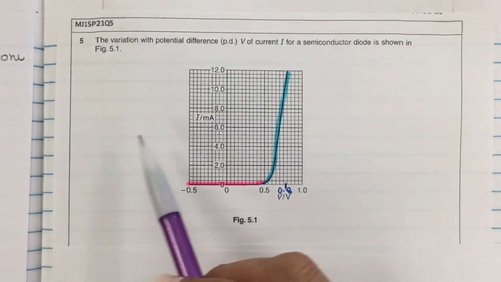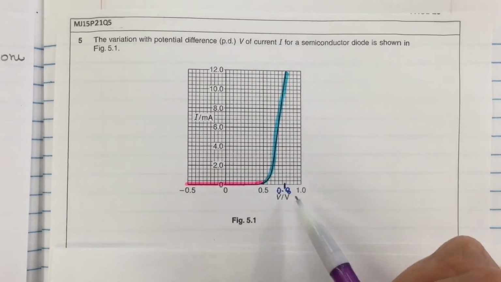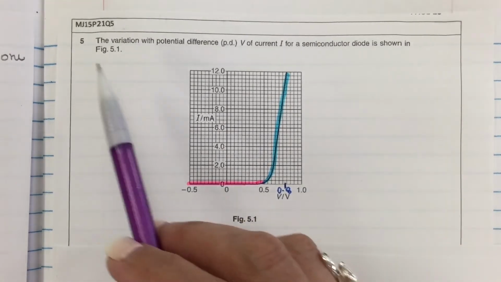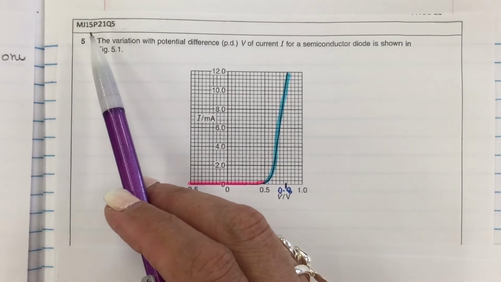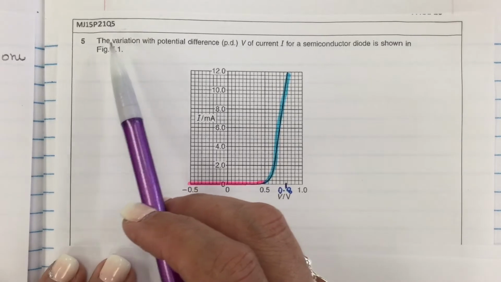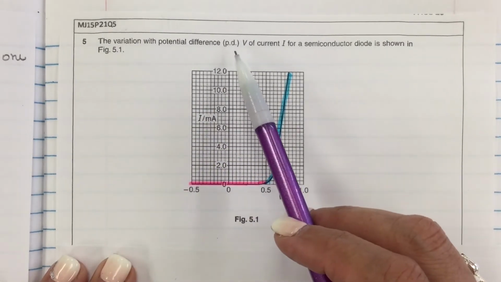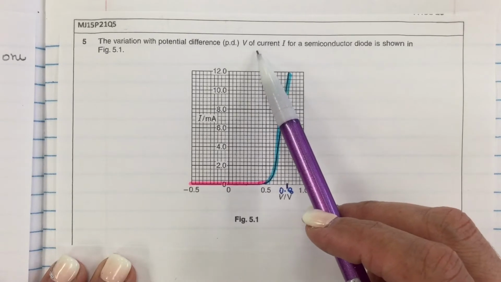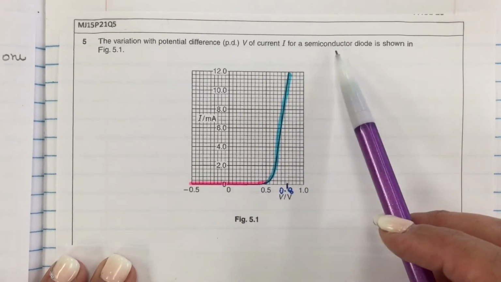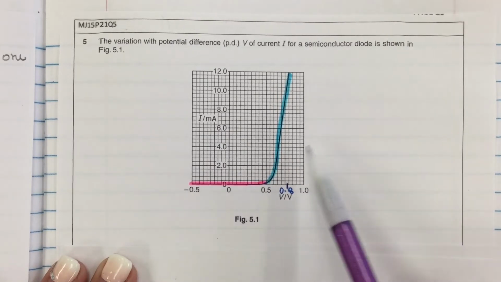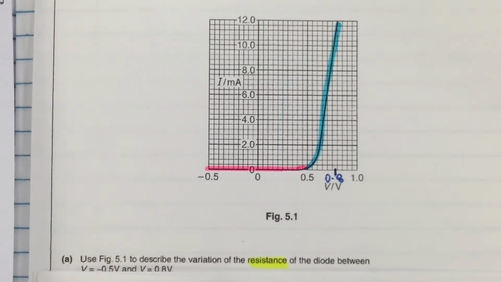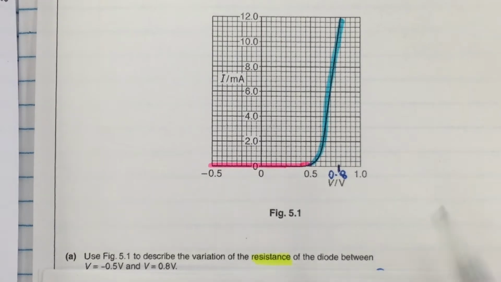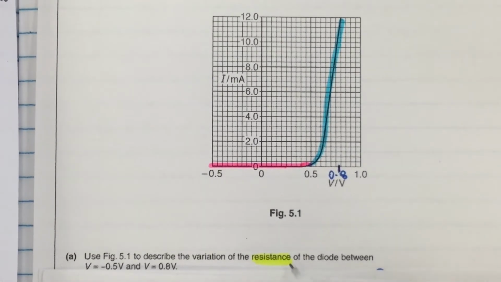Next question is about the IV characteristics for a diode. That's from May-June 2015, paper 21, question 5. The variation with potential difference PD of current I for a semiconductor diode is shown in this graph. So the question is asking to use this graph to describe the variation of the resistance of the diode between negative 0.5 volts and 0.8 volts.